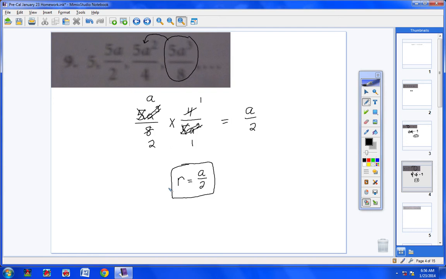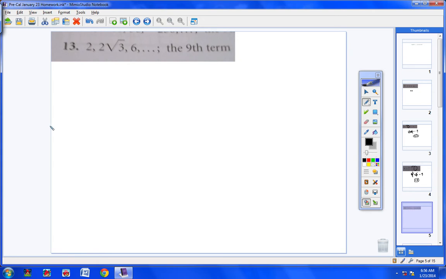Alright, numbers 13 through, let me push this button here. Okay, numbers 13 through, just number 13, it says find the indicated term. So we're going to find the 9th term.